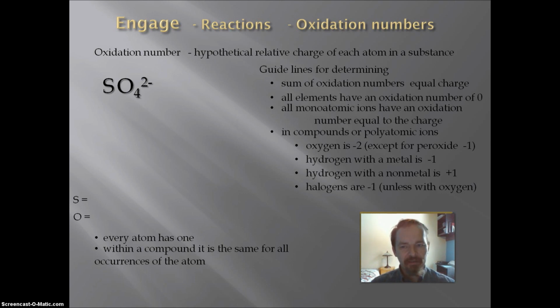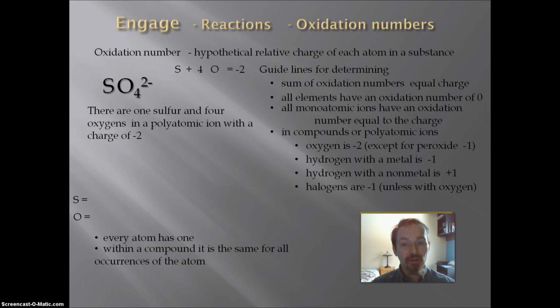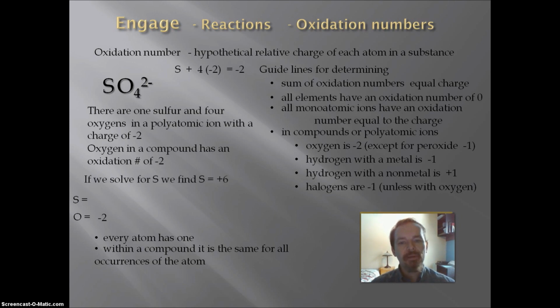Polyatomic ion, sulfate. There is one sulfur and 4 oxygens in a polyatomic ion with a charge of -2. So the oxidation number equation is going to be the 1 sulfur plus 4 oxygens equal the charge, which is -2. Oxygen in a compound or polyatomic ion has an oxidation of -2, so we can substitute that in. If we solve for sulfur, we'll see that sulfur has to be +6 in order for that to work.